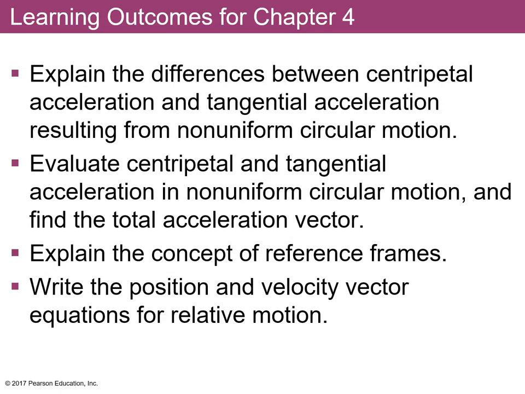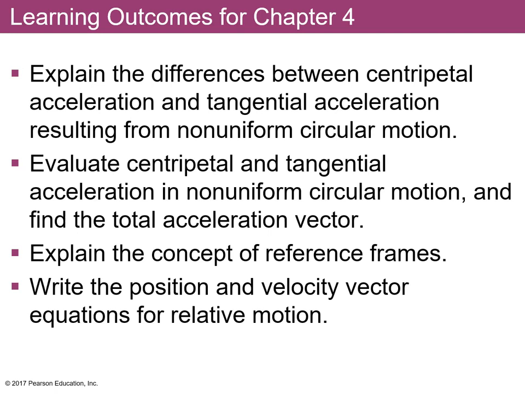Explain the differences between centripetal acceleration and tangential acceleration resulting from non-uniform circular motion. Again, more details about that. Evaluate centripetal and tangential acceleration of non-uniform circular motion and find the total acceleration vector. So acceleration will be a vector and it will have two components. One of them will be tangential and one of them will be toward the center for circular motion.